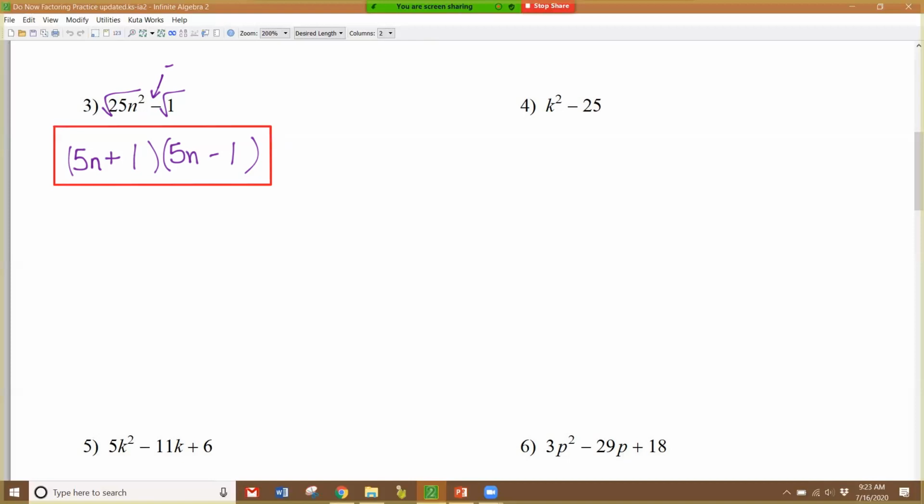Very, very similar process on question 4. Again, two terms, no greatest common factor. We've checked it's got that minus sign in the middle. So I'm going to make my two sets of parentheses. One gets a plus sign in the middle, one gets a minus sign. Square root of k squared is just k. So k goes first in both of my parentheses. And then 25, when I square root 25, it's just 5 times 5. So final answer would be factors of k plus 5 and k minus 5. There's really no work you can really show with those, and that's okay.